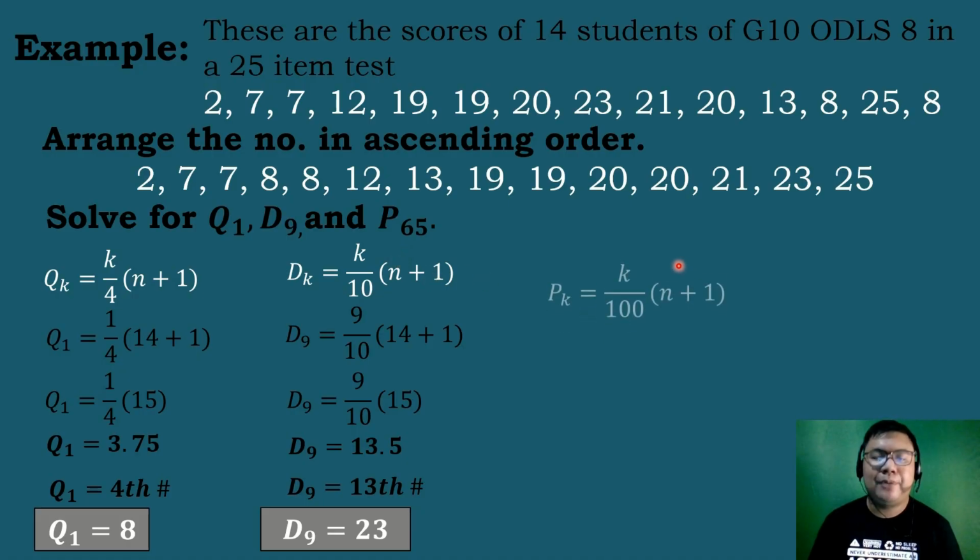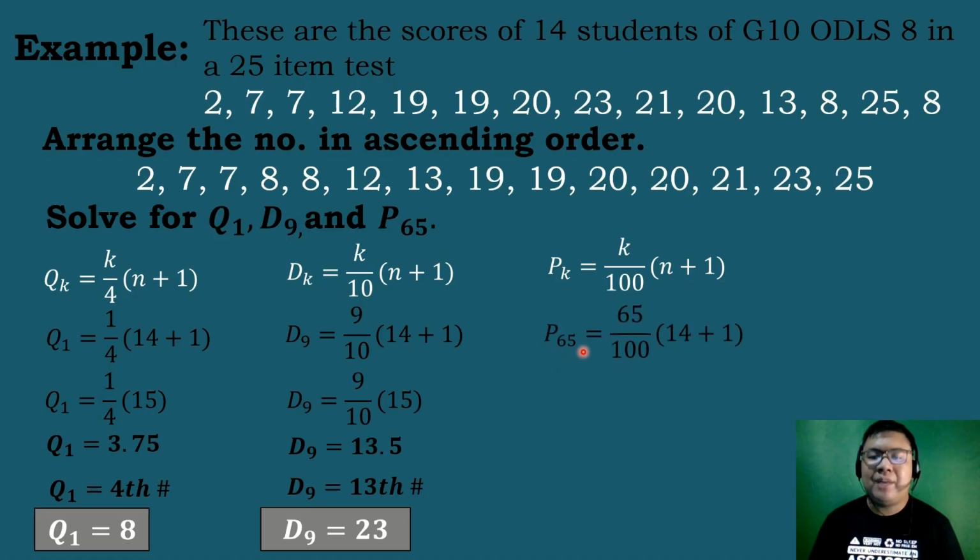Using the formula of percentile, P sub k is equal to k over 100 this time, if we are looking for the percentile, times the quantity n plus 1. Substitute the value of k, which is equal to 65. P sub 65 is equal to 65 all over 100 times the quantity n plus 1. The value of n is 14 because there are 14 students, plus 1. And then after that, we have 65 over 100 times 15 is equal to 9.75.